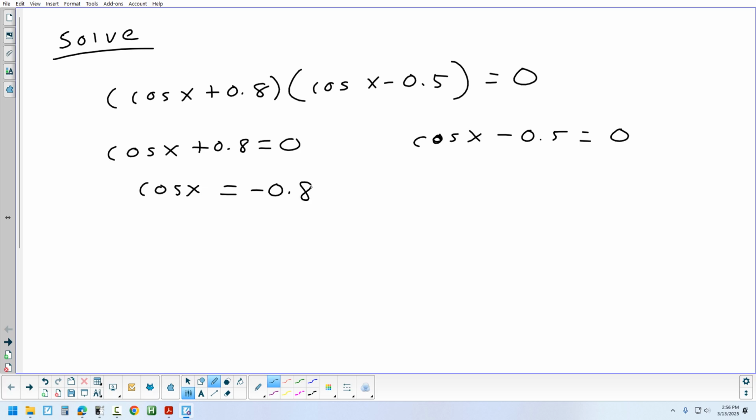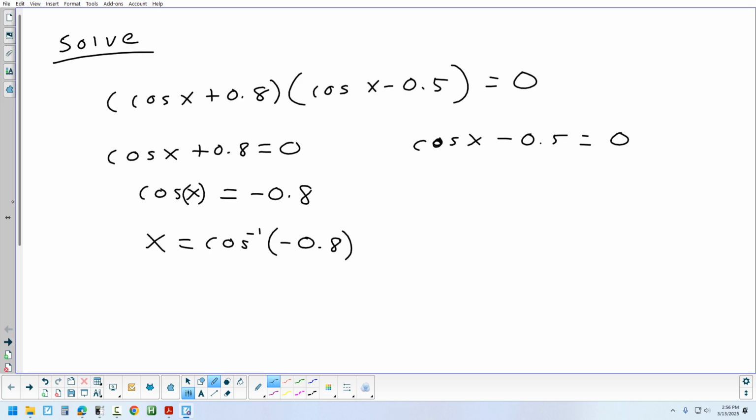We get that. Now we're just trying to get the x by itself. So how would we get rid of cosine? We do the not opposite. That'll do the inverse. Inverse. Yep. So we'll take inverse cosine on each side, and that's going to give us the inverse cosine of negative 0.8.